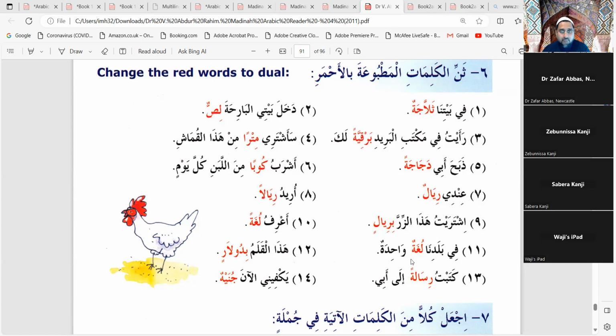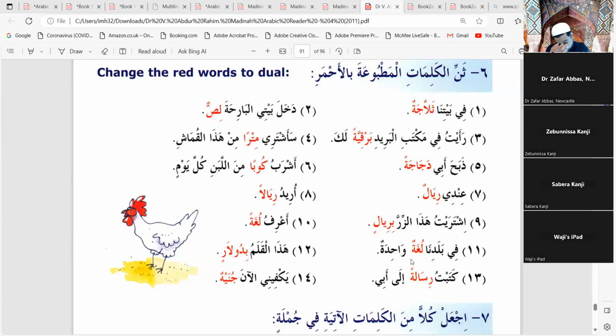كتبت رسالة إلى أبي. I wrote a letter to my father. كتبت رسالتين إلى أبي. I went straight. Yeah, that's fine. دخل بيتي البارحة لص. Again, the بيتي, my house. So is it the mubtada? No. Dakhala is a verb, so it's a fa'il. Fa'il of dakhala. Okay, dakhala bayti al-barihata lisani.